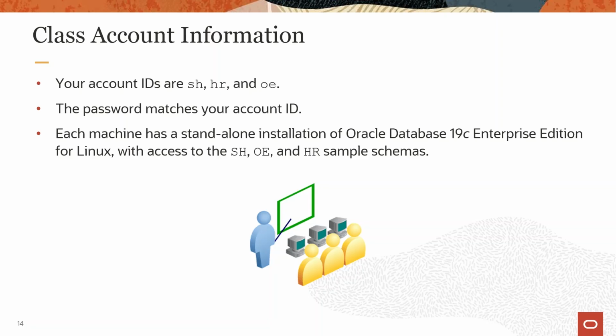The passwords that you need to log in as SH and HR and OE match the account ID. So it means that if you have to log in as user HR, the password that you have to use is HR. Same story for the SH user, the password is SH. Same story for the OE user, the password is OE.